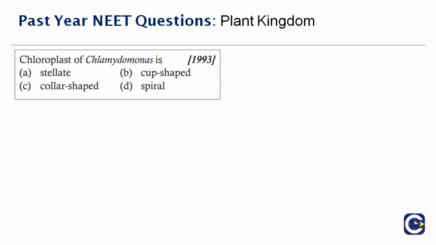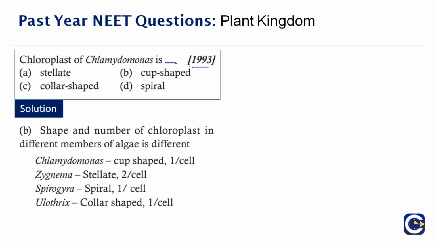Chloroplast of Chlamydomonas is dash. This question was asked in the year 1993. So, as I already told you, there are different shapes that different algae have. Okay, I will show you the solution where you can differentiate now. See, Chlamydomonas has a cup shaped chloroplast and it is a single cell. Zygnema is actually star shaped with a double cell. Spirogyra, if you see, is spiral and single cell. Ulothrix is collar shaped and again single cell.